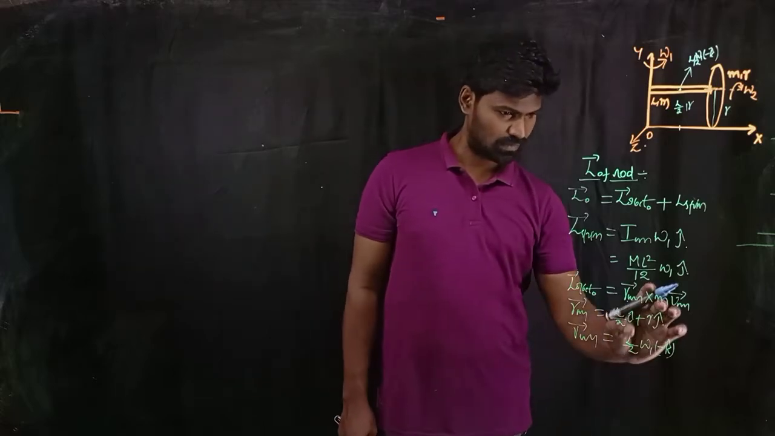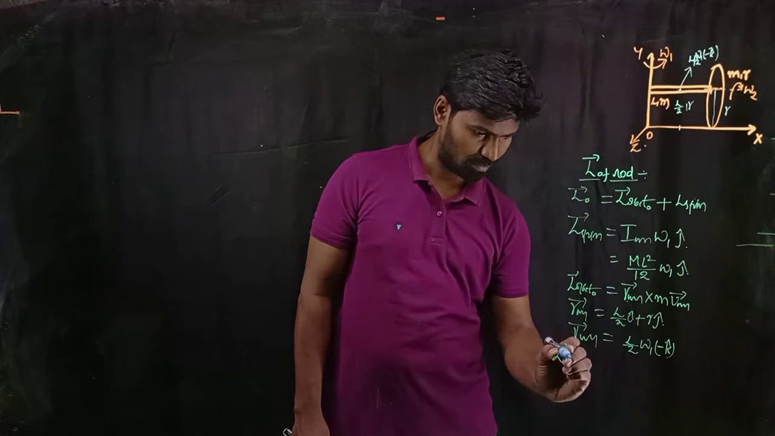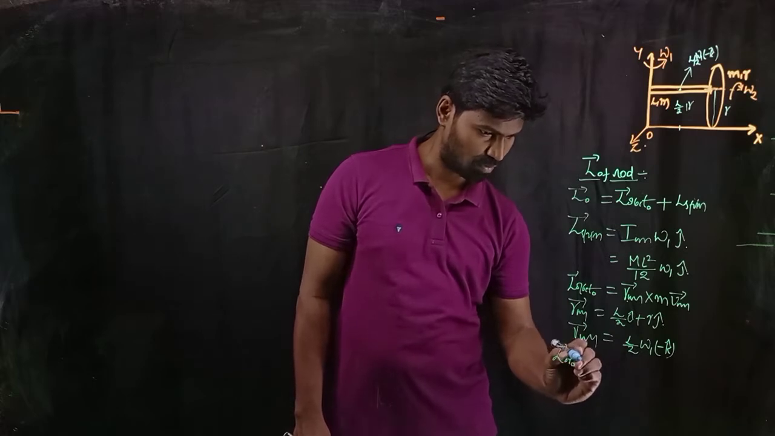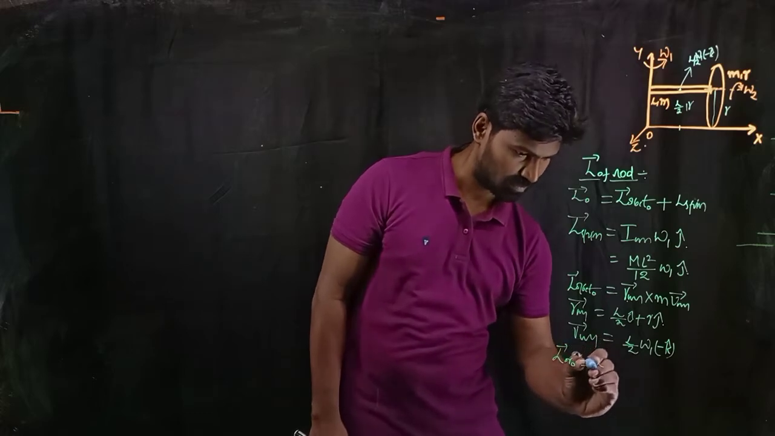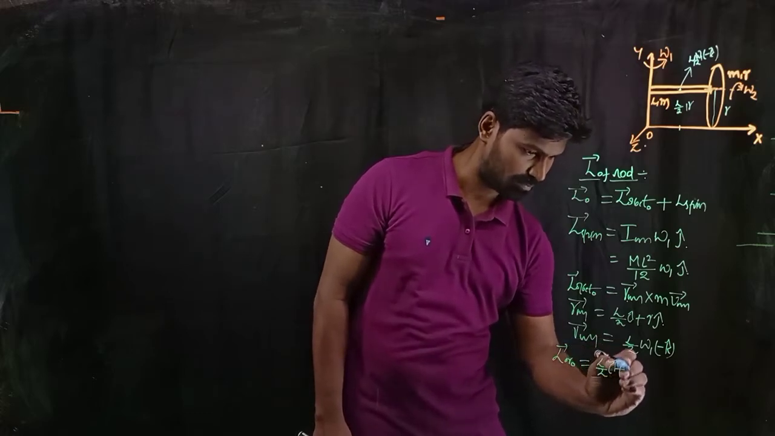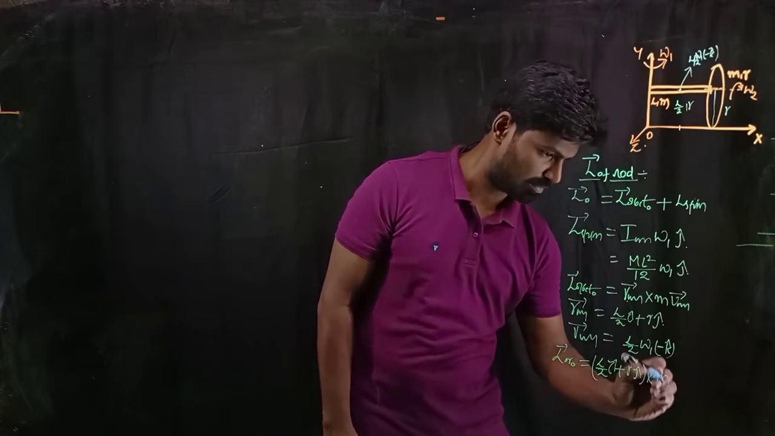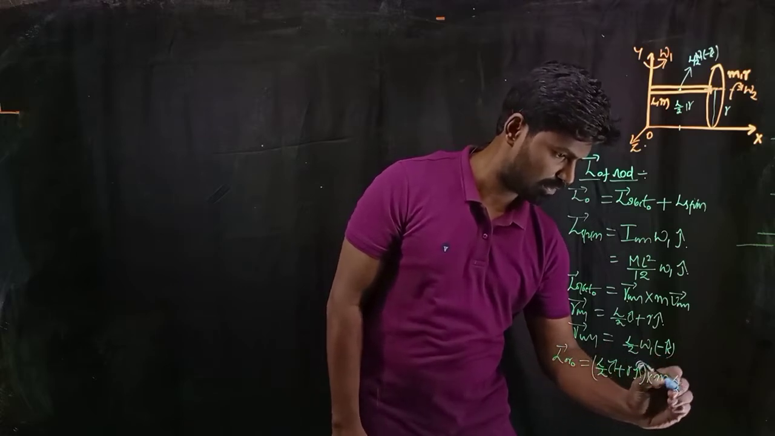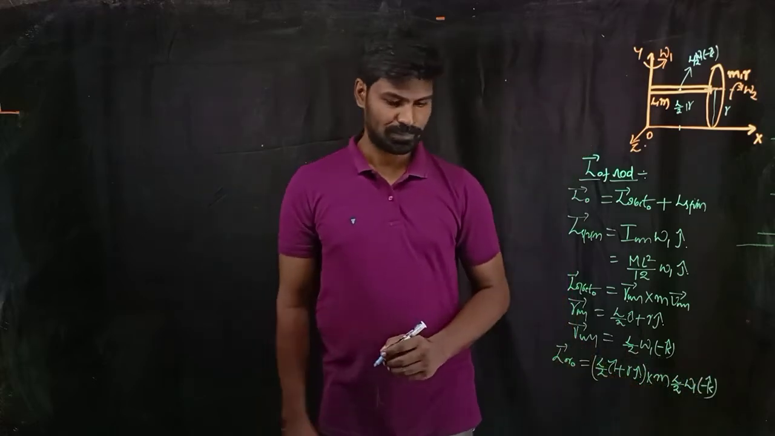So clubbing this into this equation, what will you be getting? L bar orbit about O is equal to, what are you going to get here? R center of mass is how much? L by 2 i cap plus R j cap, cross m into velocity. How much is velocity? L by 2 into omega 1, which is pointed in negative k cap direction.